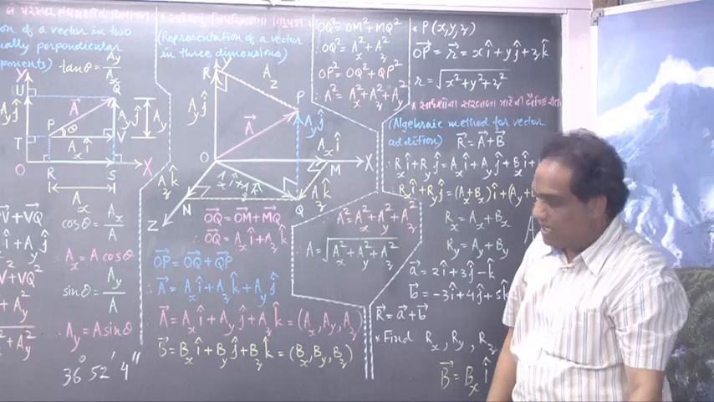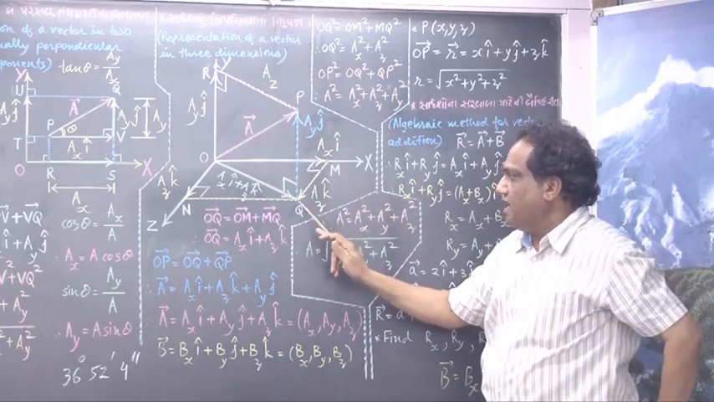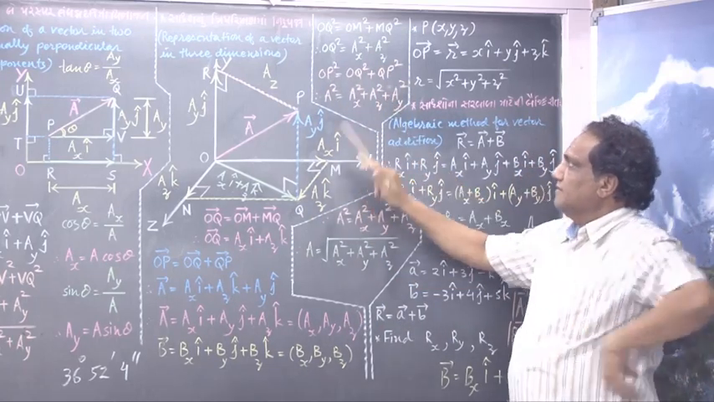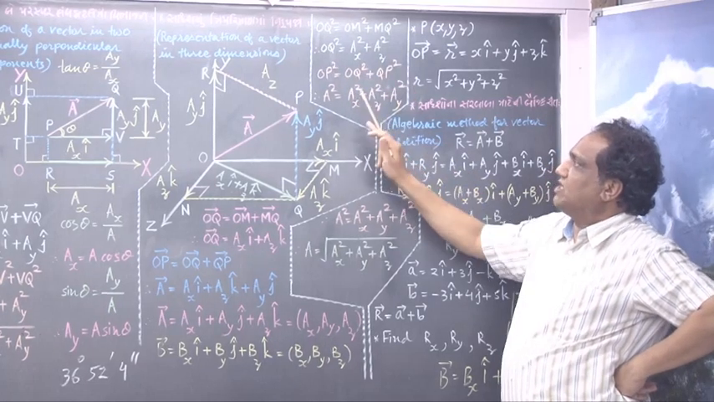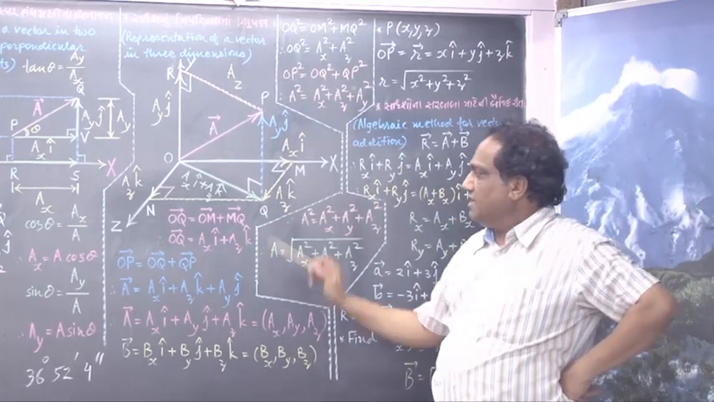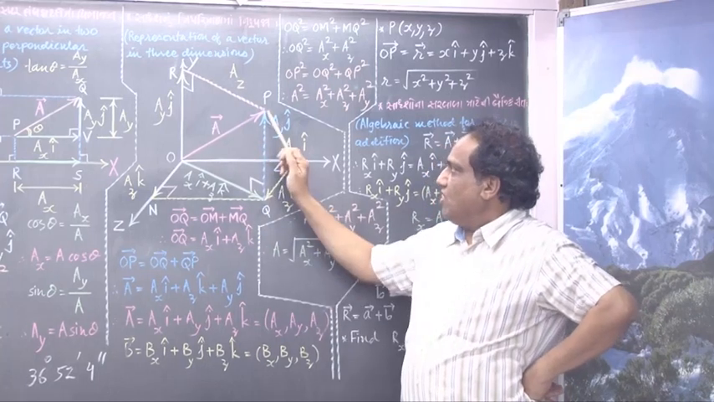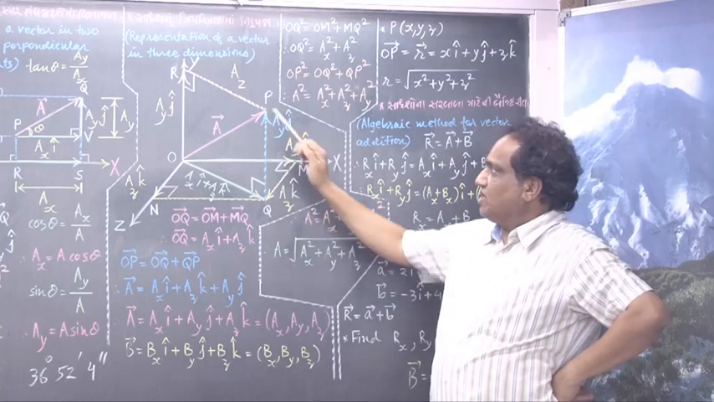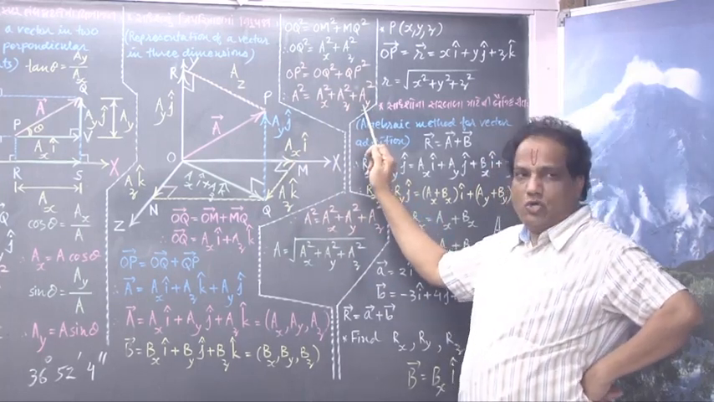Come on, apply the Pythagoras theorem. OP square will be equal to OQ square plus QP square. OQ square is how much? AX square plus AZ square. Plus QP square. Now QP square: lengthwise, QP is what? AY. So QP square will be AY square.